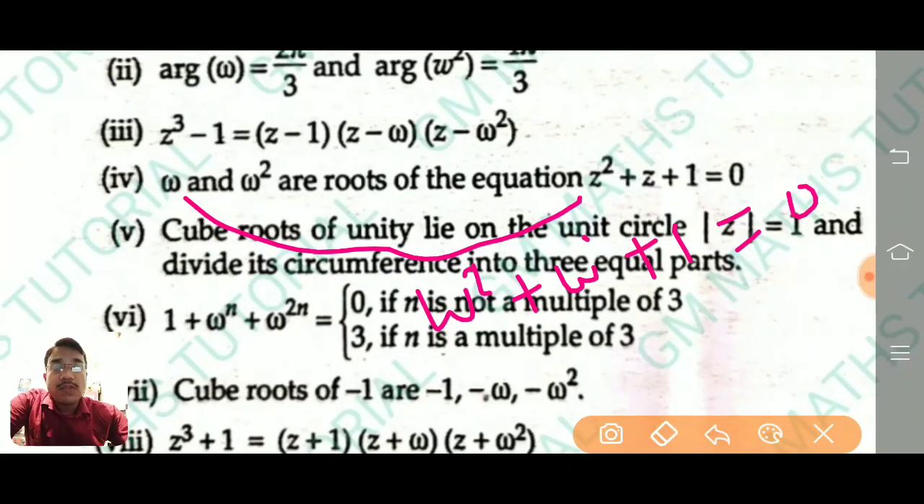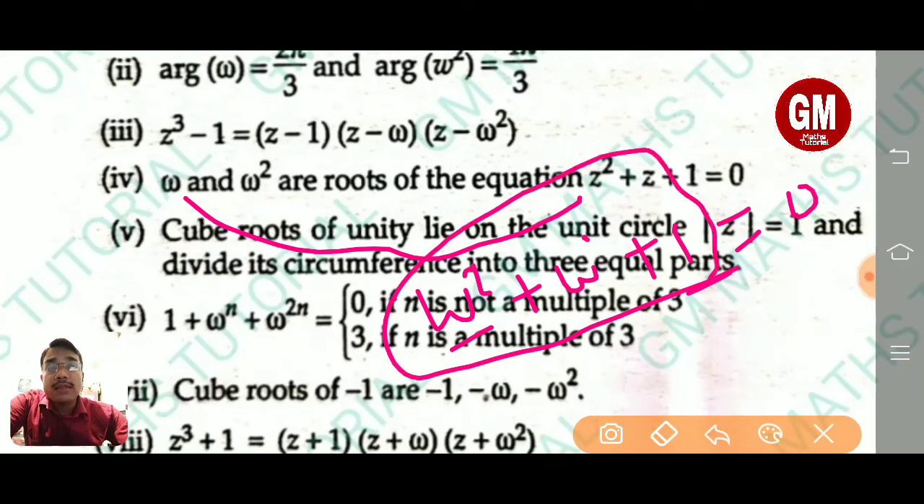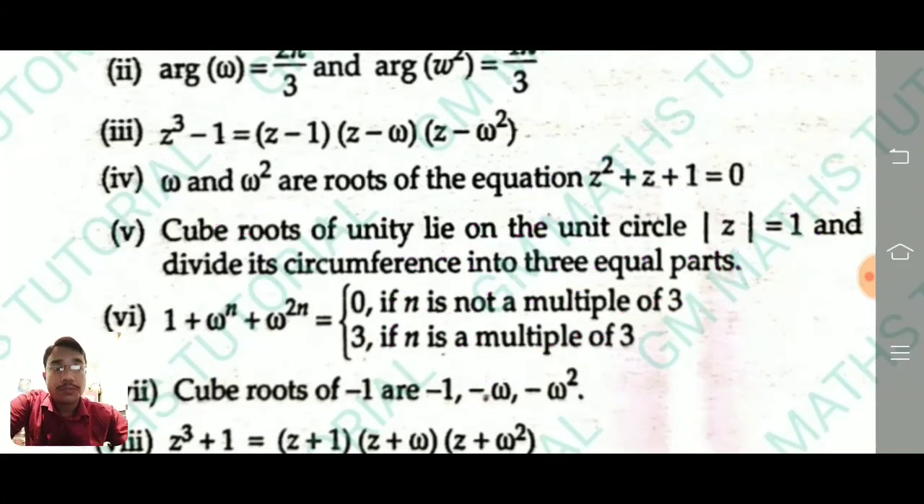And what is the value of omega? Minus 1 by 2 plus i root 3 upon 2, and omega square is minus 1 by 2 minus i root 3 upon 2, and plus 1. When we add these on the left hand side, we will get 0.